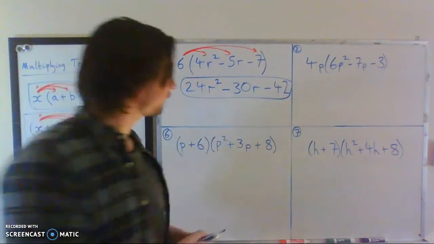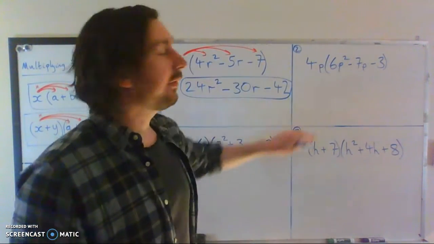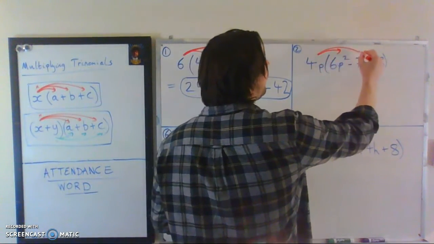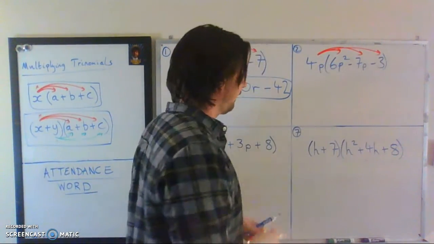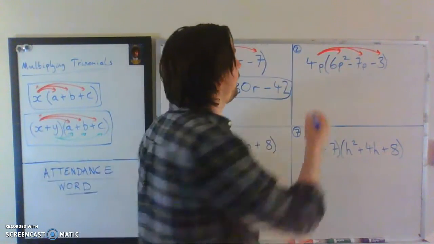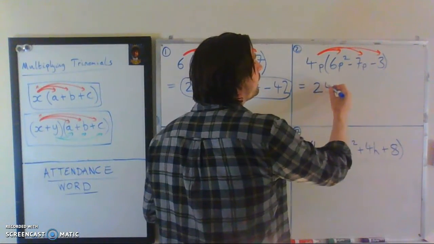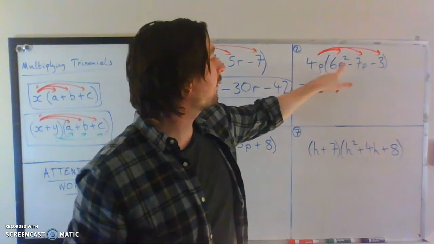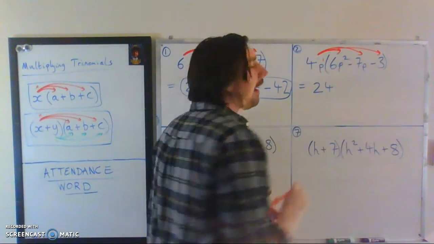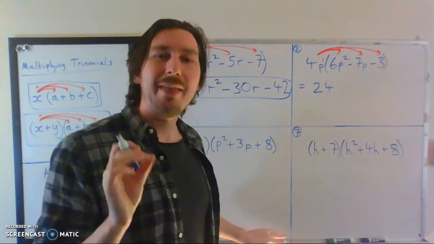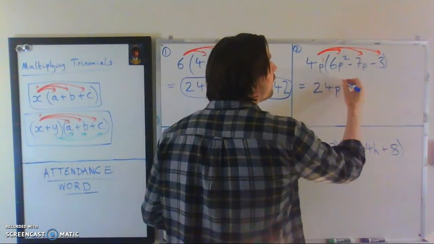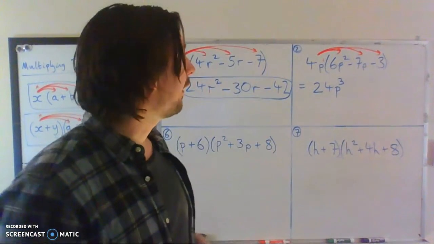Here's question 2. This one's just a bit harder because it's got a letter in front of it. But the method is the same. I'm going to multiply it on all of these. So first up, just think of it like, do the numbers first. 4 times 6, 24. And then p times p squared. If it helps, put a little 1 above that p. And remember, when you multiply like this, you add the powers. So p1 times p2 is p3. Right? Try and remember that.